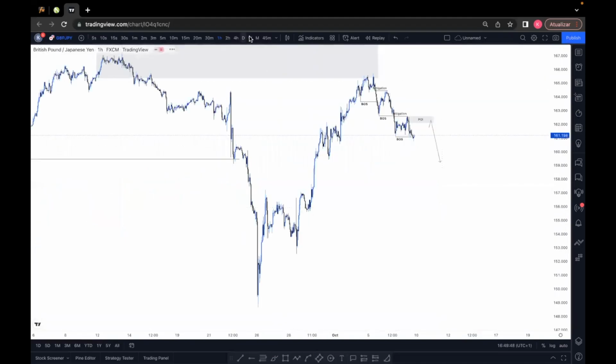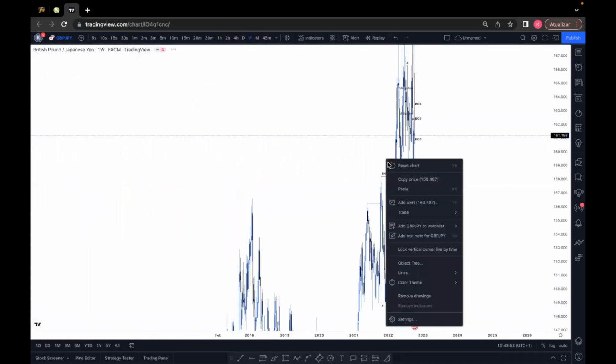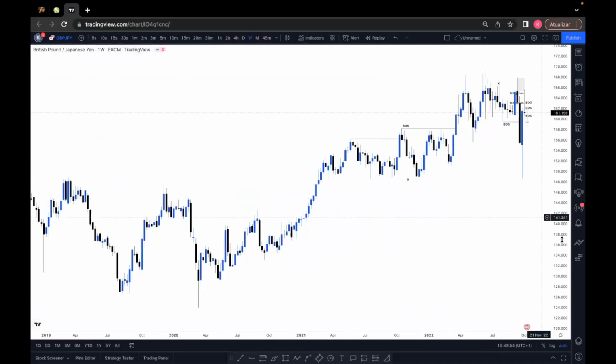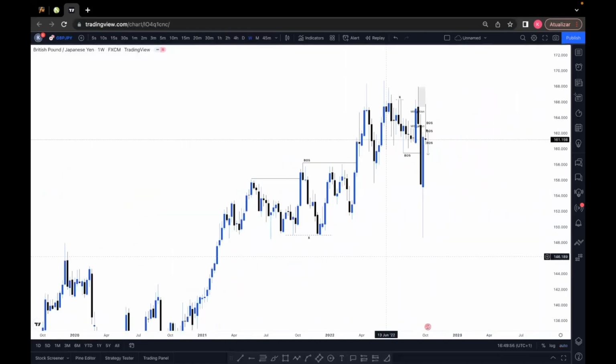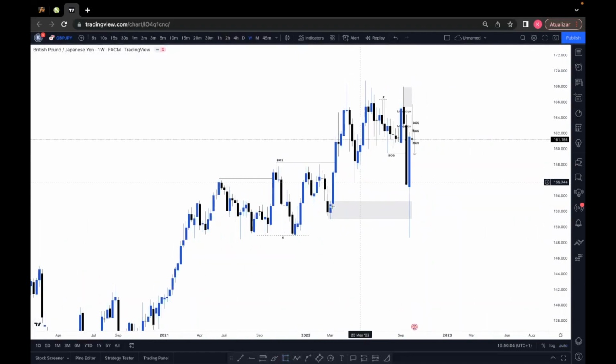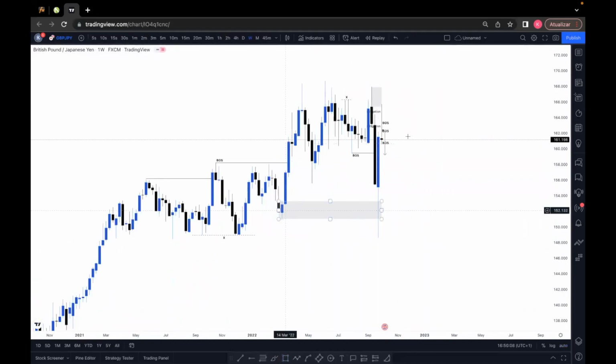GJ. Now, GJ actually was quite interesting, right? Because the reason for that is on the previous outlook, I was actually looking to see GJ come into this demand zone right here that was responsible for taking out this previous high, right? So because we actually were seeing this bullish run right here, right?